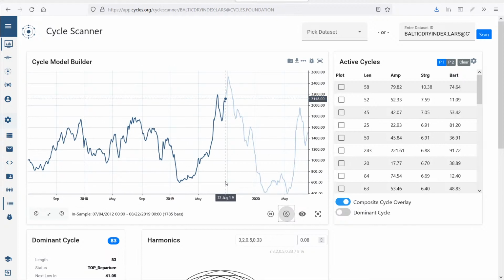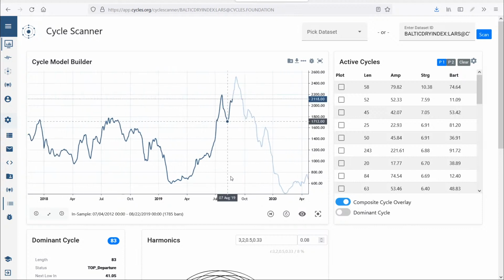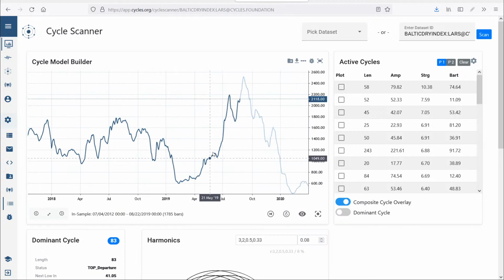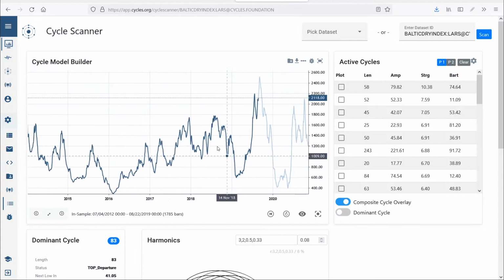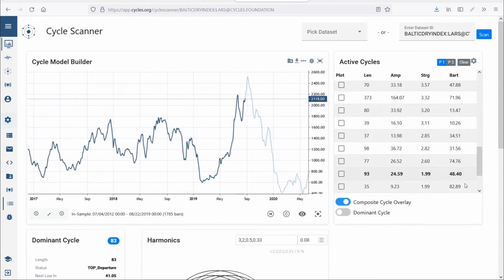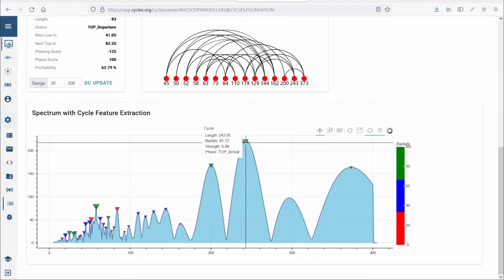So before the COVID-19 pandemic started, at least in the Western world here, we had a similar situation. The Baltic Dry Index went up. We had a picture-perfect up-running global stock market. And what we see here is the light blue data, which is not known by the analyzer. So we look at the spectrum, and that's the important point I want to make.